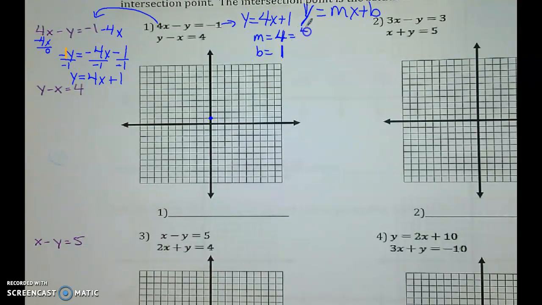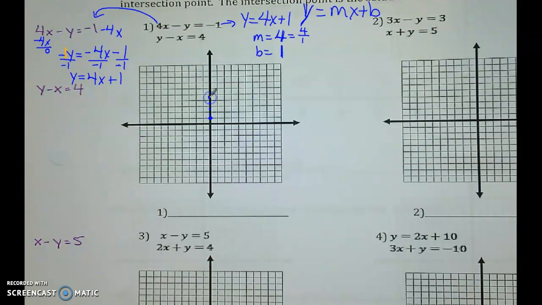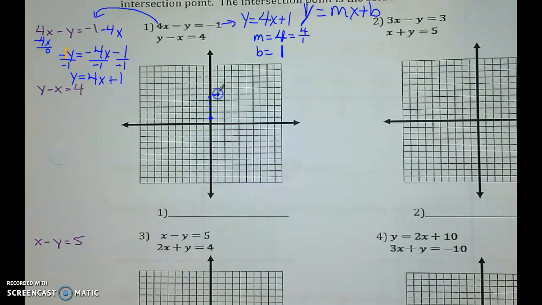And I know that 4 equals 4 over 1. So up 4, 1, 2, 3, 4, right 1. And I'm going to repeat that pattern. Up 4, right 1. I can also go the opposite direction because a negative over a negative is the same, it equals a positive. So down 4, left 1. Down 4, left 1. Now I'm ready to put in my line. Okay, so first equation, all done.